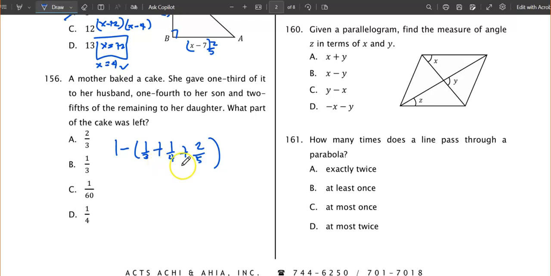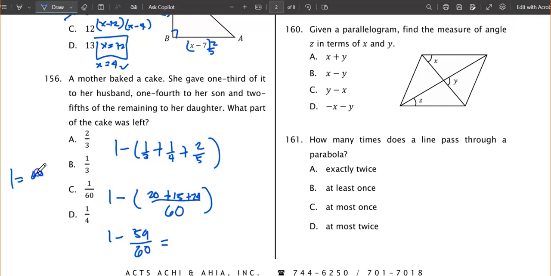If we're going to add this together, 1/4, 1/3, 2/5, the LCD will be 60, right? So this becomes 60. And then 60 divided by 3 is 20 times 1, that's 20. Plus 60 divided by 4 is 15 times 1, that's 15. 60 divided by 5, that is 12 times 2, that is 24. So this gives you 1 minus 59 over 60. So the answer will be, remember 1 can be rewritten as 60 over 60, right? So you have 1 over 60, which is letter C in the choices.